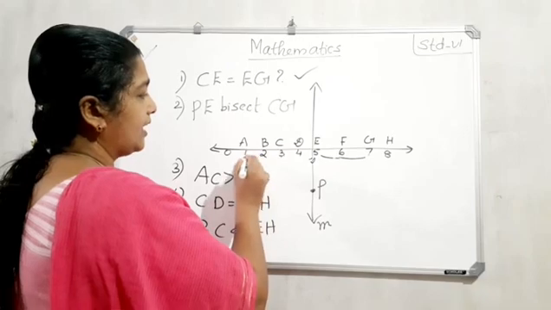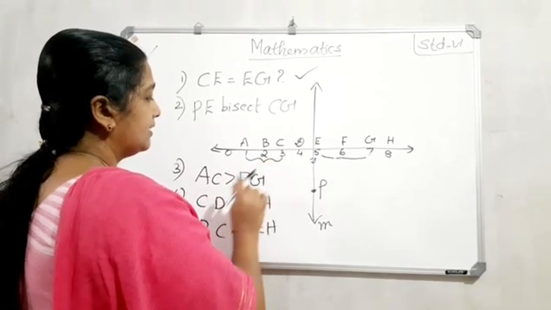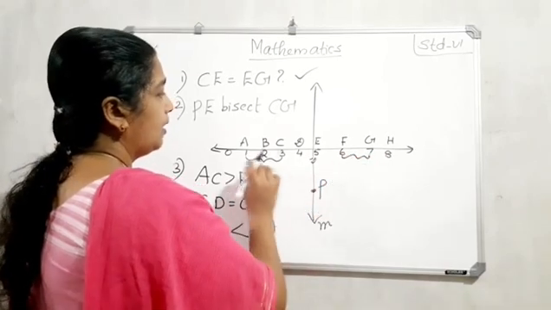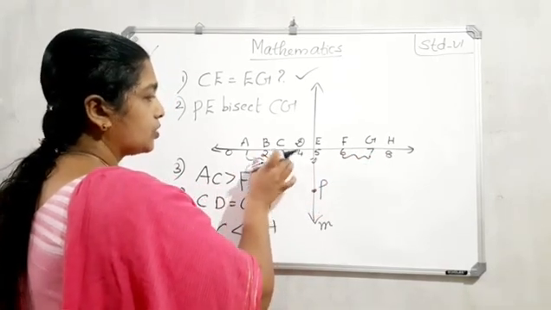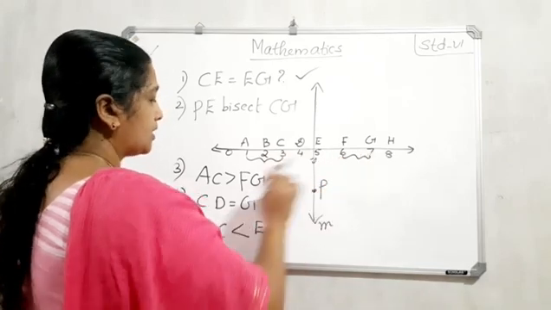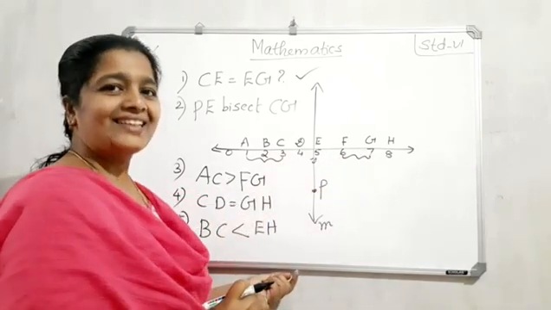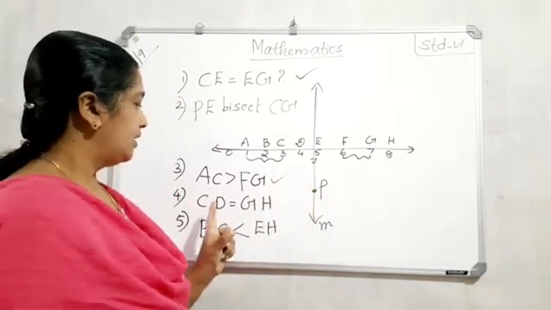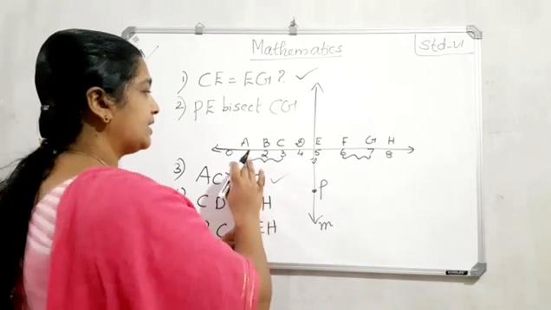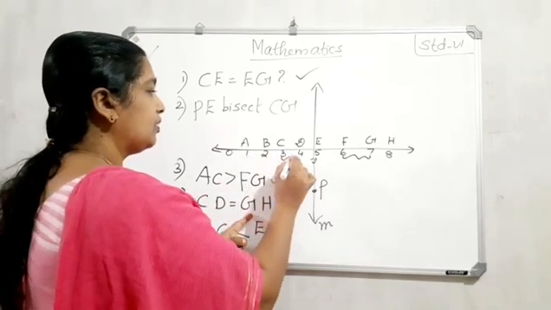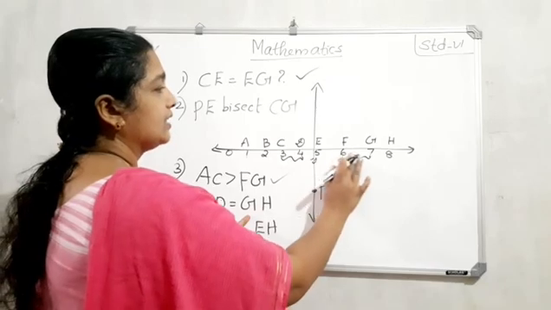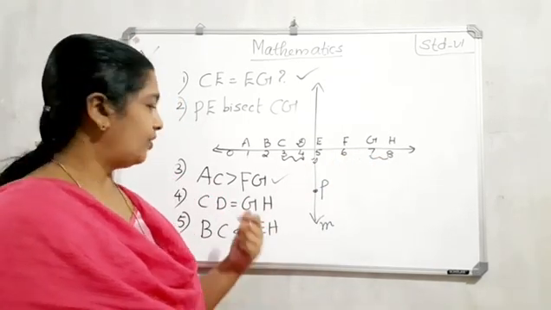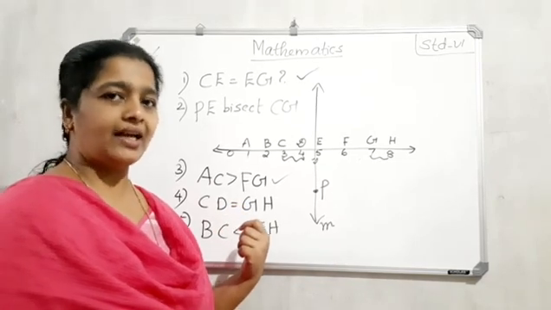Next one. AC greater than FG. So we can check AC here, then FG. FG where? Here. Only 1 unit. But here 1, 2, so 2 units, and here 1 unit. Therefore, AC is greater than FG. That is also true. Next, CD equal to GH. We can check CD. CD here is only 1 unit. GH here is also only 1 unit. So both are equal. Therefore, CD equals GH.